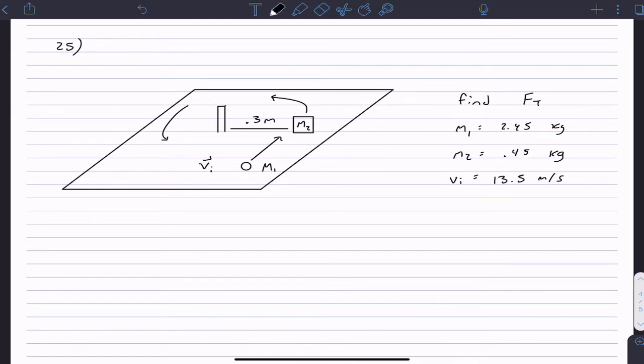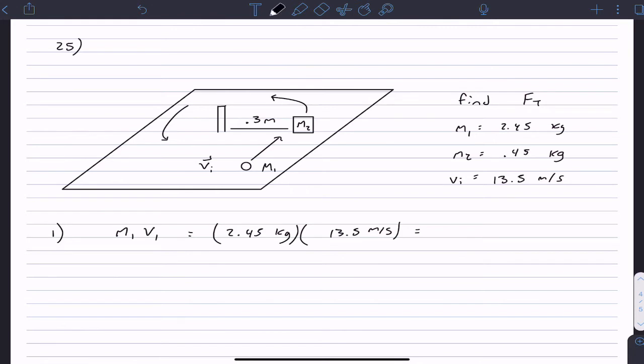Okay, so first step, we need to solve for the conservation of momentum. We're given a mass for the ball and a velocity for the ball, so let's figure out what the momentum is. We have 2.45 kilograms and 13.5 meters per second. That is going to equal the final momentum. By the way, this is another inelastic collision where the ball sticks to the block.